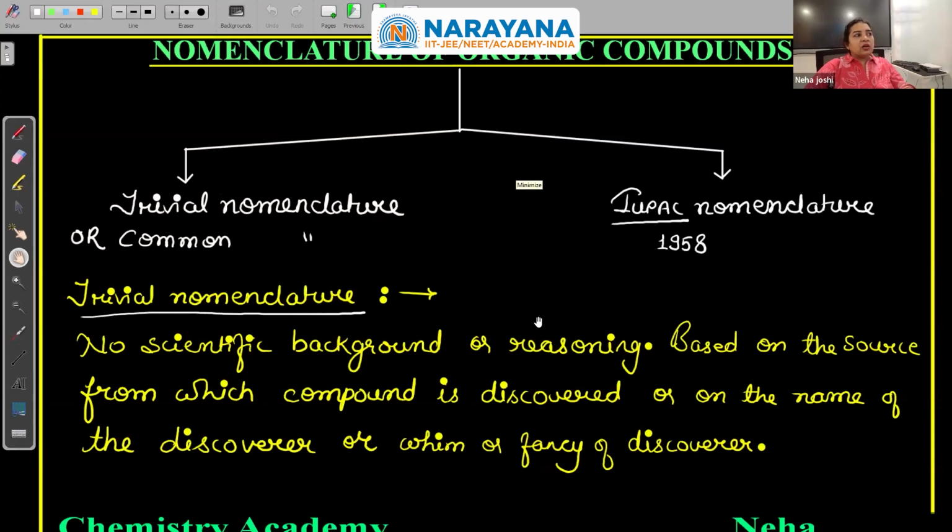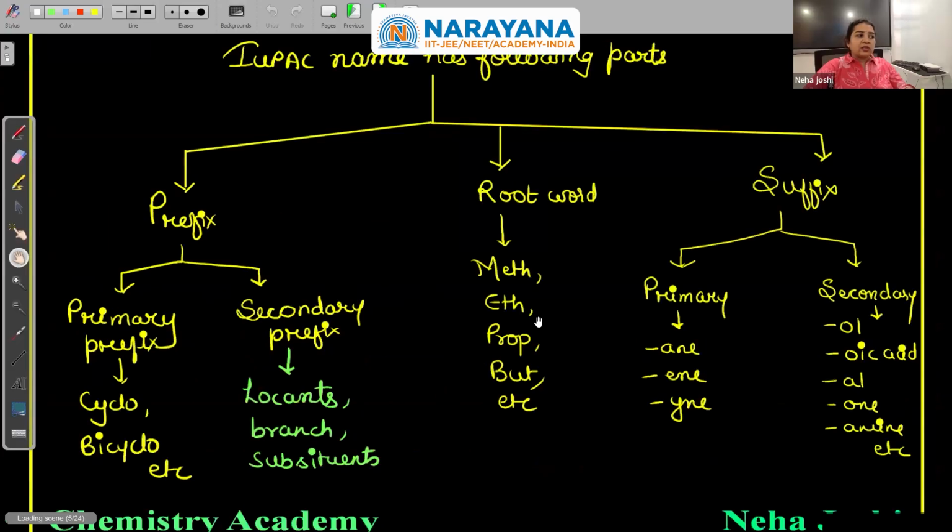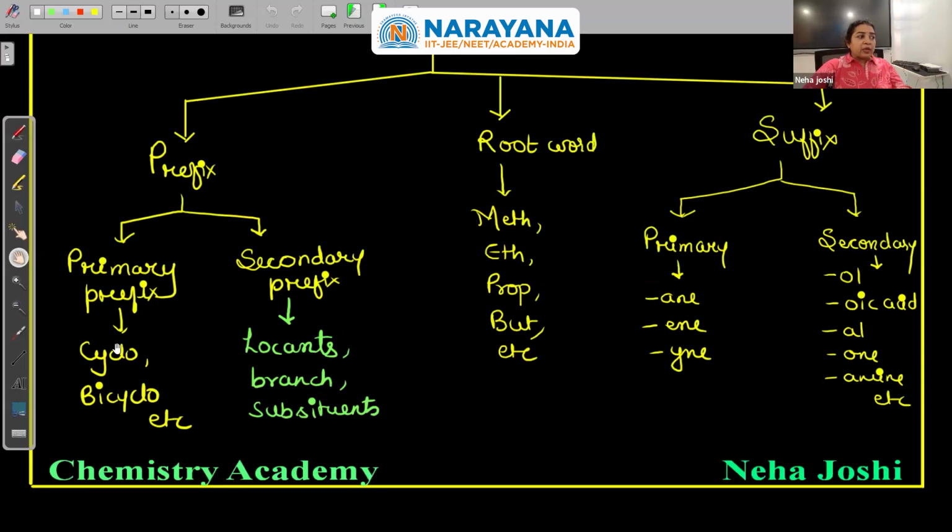Okay. So we are not doing the trivial nomenclature. Let us come directly to IUPAC. So in IUPAC, we have prefix. Prefix, remember, primary prefix, secondary prefix. Primary is cyclo, bicyclo, etc. Secondary is like the location, positions, or the branches you refer to as methyl, ethyl, or whatever. Those are the secondary prefix. Then you have the root word and the suffix. Primary suffix is an, en, yne, and secondary suffix is ol, oic acid, al, one, amine.